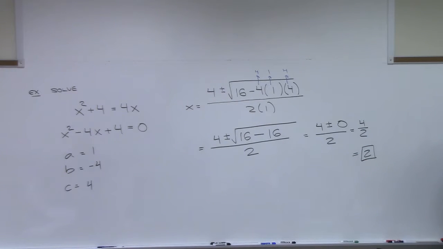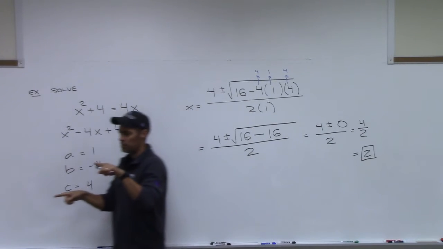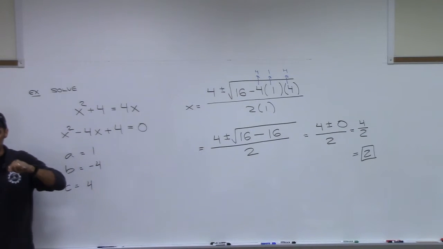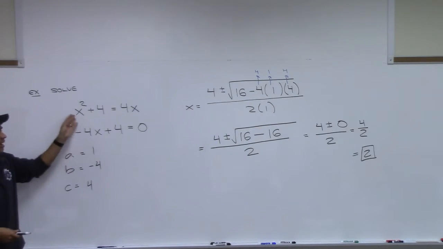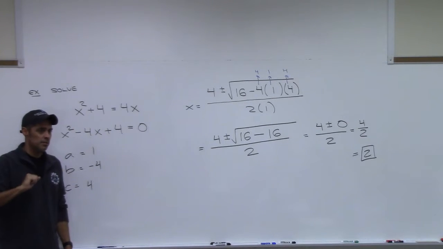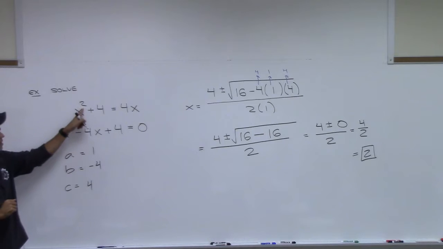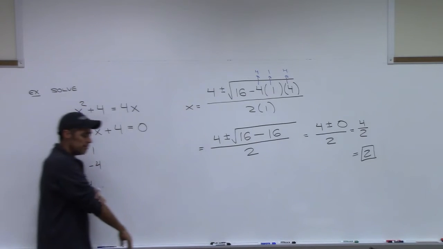We only have one answer, right? In the previous two problems we did, we had 2 answers. Here we're only getting one answer, and that is possible. With quadratic equations, you could get 2 answers, 1 answer, or no answers. You can never get 3 answers with a quadratic. If that's a 2 up there, you're guaranteed to have either 2 answers, 1 answer, or no answers. In this case, we got just 1.